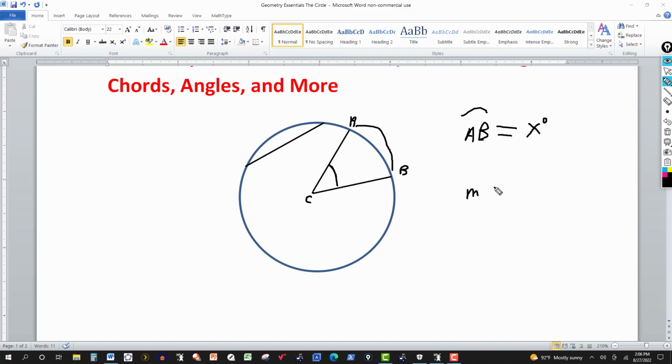Then what we need to know is the measure of angle C. That's a central angle. Central angles have the vertex at the center of the circle, and the sides of the angle intersect the circle, in this case at A and B. The measure of this angle C would be the same as the measure of the arc that it subtends. So if this arc measures 40 degrees, then this angle would be 40 degrees.